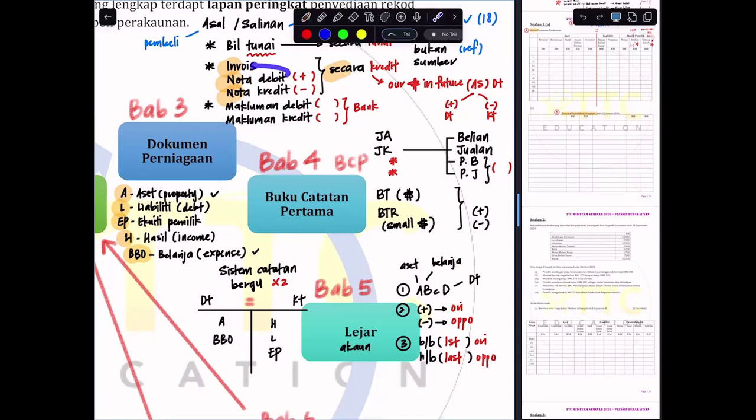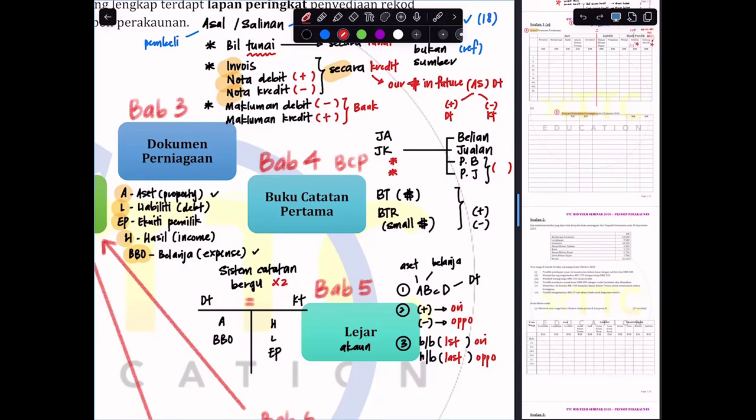That means nota debit is to add. How about makluman debit? If nota debit is to add, then makluman debit is to minus. If nota credit is to minus, makluman credit is to add. Okay, so make this clear first. We will need to use it for the questions later. Okay, done with the remarks in Chapter 3.